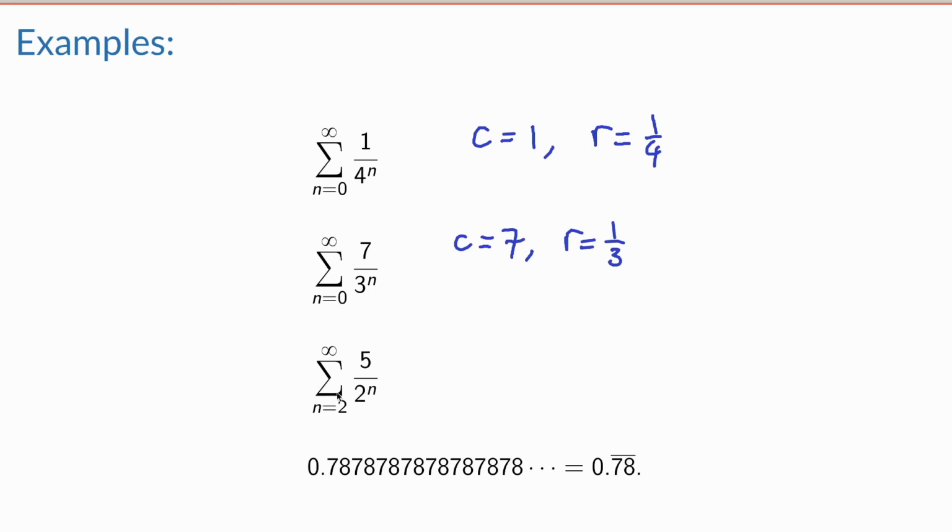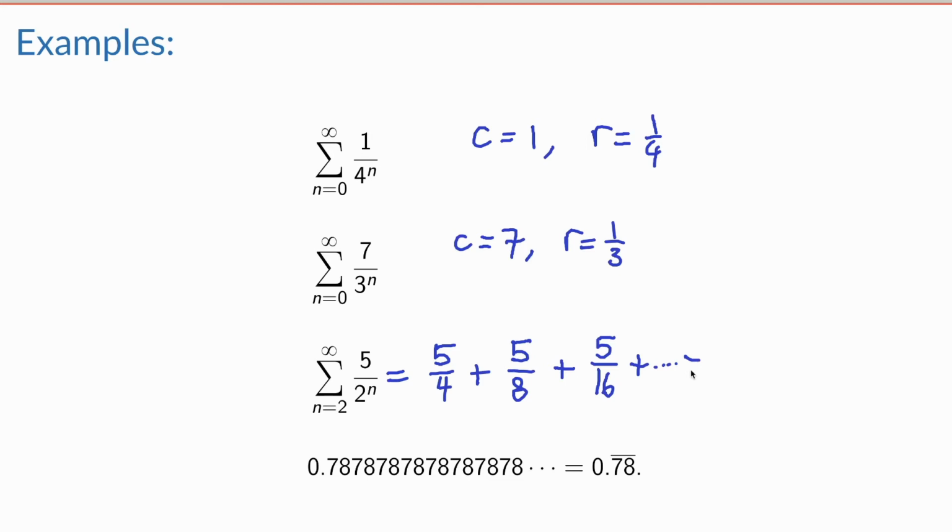The next one is a geometric series, but it's a little bit off. It doesn't start at n equals 0. So for this, we're going to rewrite it. This looks like 5 over 4 at n equals 2, then at n equals 3 we get 5 over 8, and then at n equals 4 we get 5 over 16, and so on and so forth.